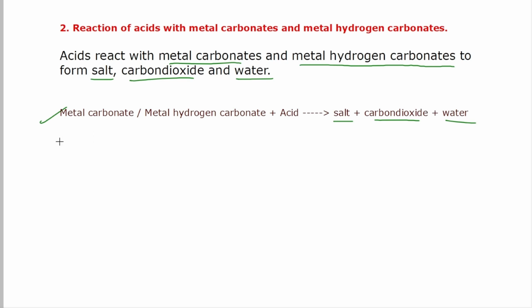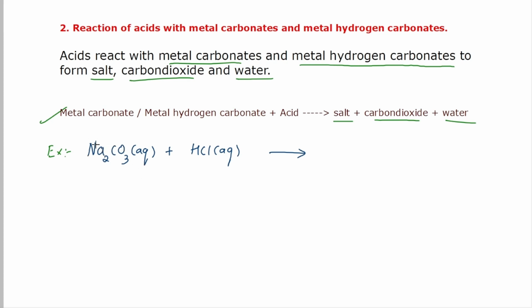Let's take the examples here. For example, sodium carbonate. It is a metal carbonate. Sodium is a metal and the carbonate of this metal is sodium carbonate. When an aqueous solution of sodium carbonate is made to react with the acid, hydrochloric acid, HCl, there is formation of salt, carbon dioxide and water. How does this form? Let's see here. Here, the double displacement reaction takes place.